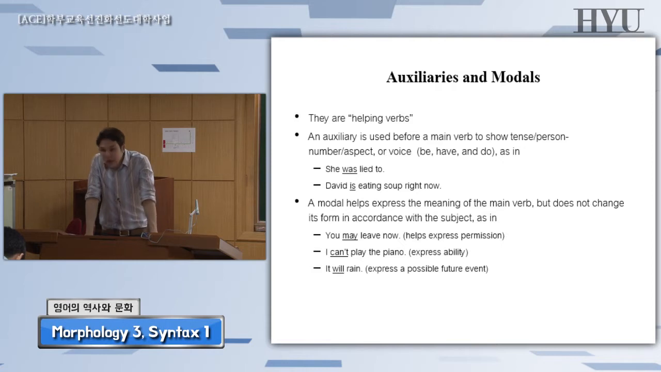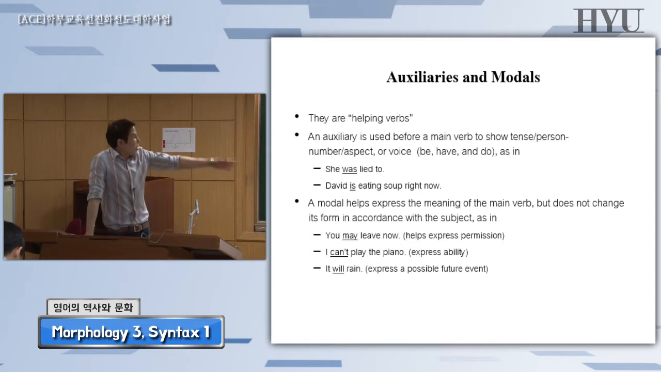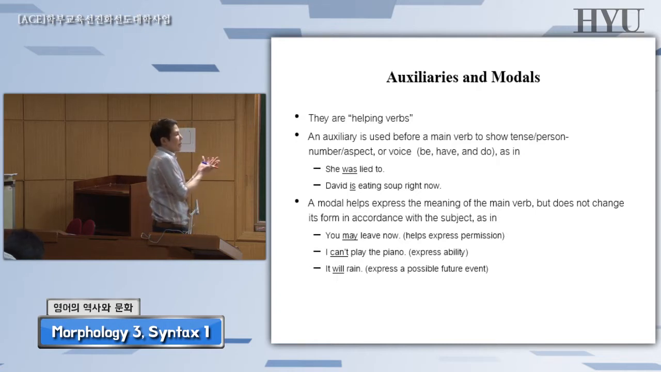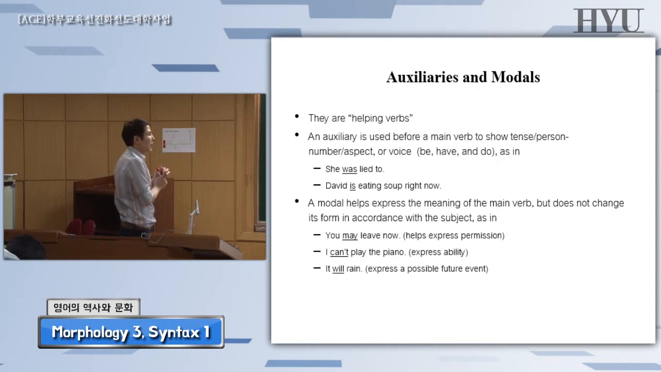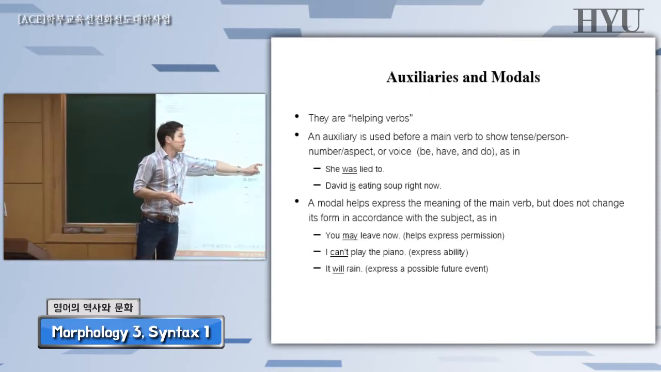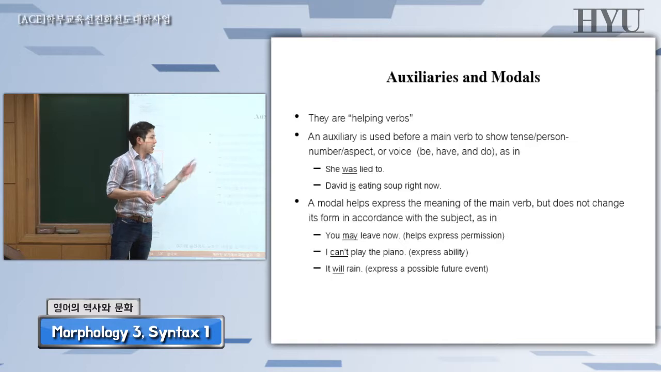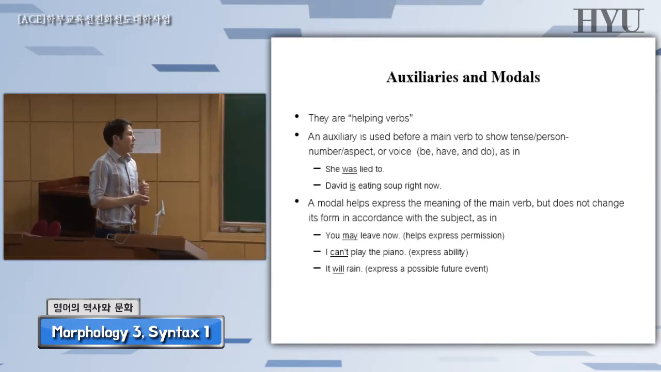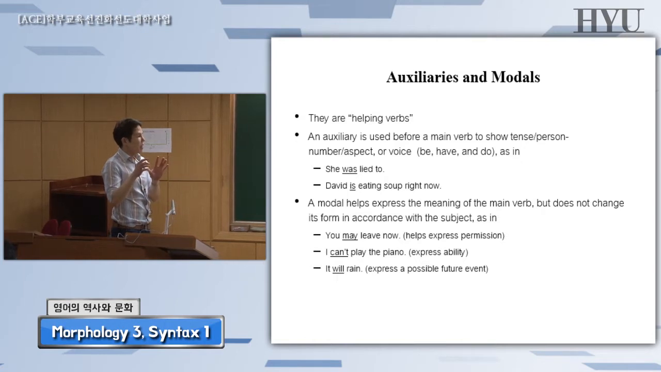And auxiliaries and modals. Auxiliaries and modals are special types of verbs, and they are called helping verbs because they help the main verb show some aspects of meaning, like "She was lied to." Lied is the main verb. Was is a helping verb that helps indicate that she is the person being acted upon, the passive voice, like that.